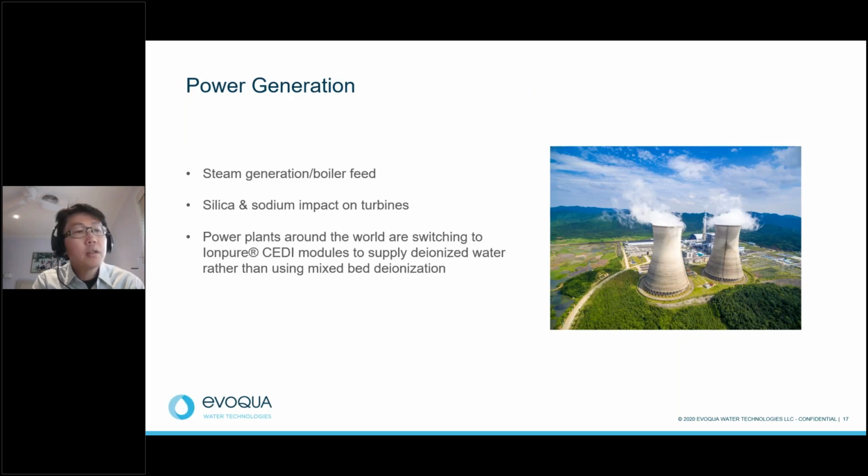So for power generation, a high priority water is required for the steam generation and for the boiler feed. Okay, that is because if it's not clean enough, all of the silica and the sodium is going to scale up the turbine, and then that is going to cause a lot of the repairs and the downtime. So as of now, in the Asia region, there are more and more power plants that are willing to switch to the CDI modules than to the conventional mixed bed modules.